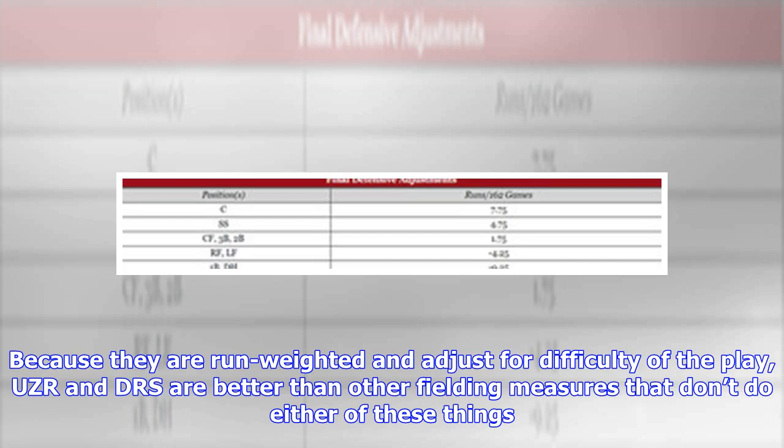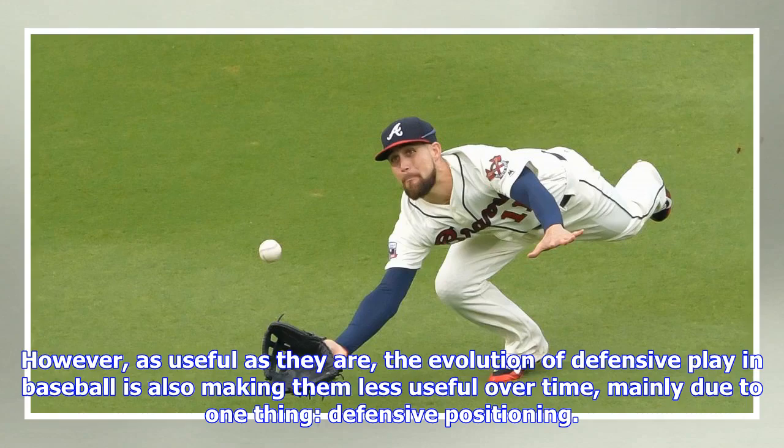Because they are run-weighted and adjust for difficulty of the play, UZR and DRS are better than other fielding measures that don't do either of these things. However, as useful as they are, the evolution of defensive play in baseball is also making them less useful over time, mainly due to one thing: defensive positioning.